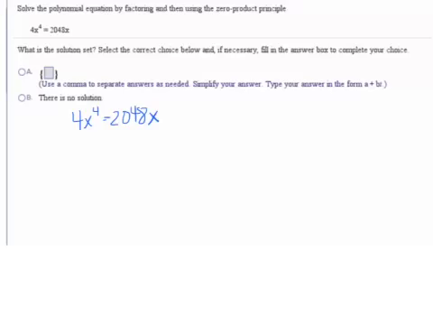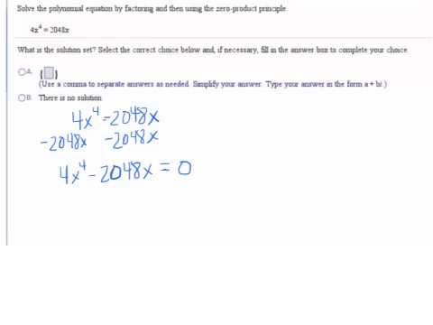So we're going to start this one by subtracting 2048x from both sides of the equation, because we want to be able to factor this and we need it set equal to 0 first. So that's our first step. And once we do that, we're going to factor this as completely as we can. And that's probably where you're having a little bit of difficulty.